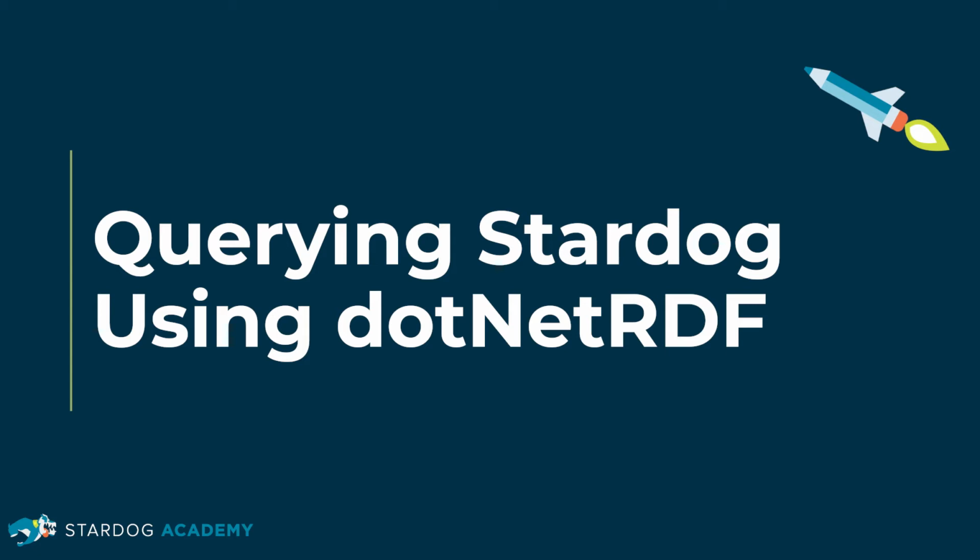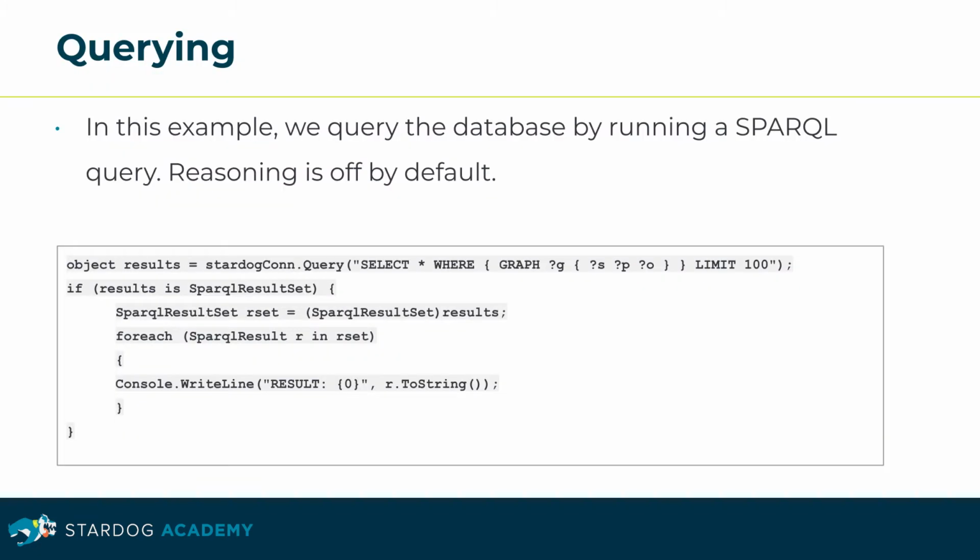This section is about querying Stardog using dotNetRDF. In this example, we query the database by running a SPARQL query. Reasoning is off by default.